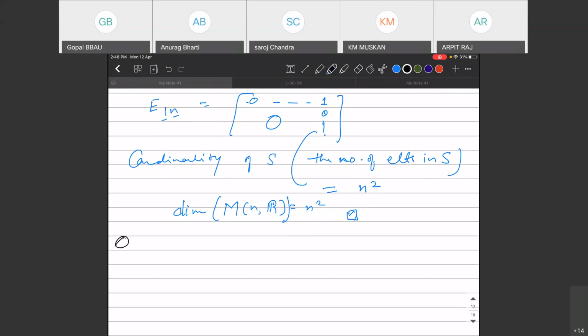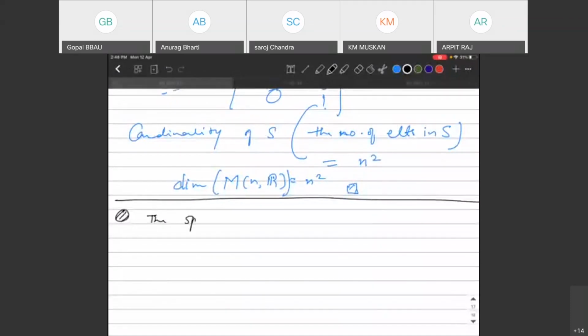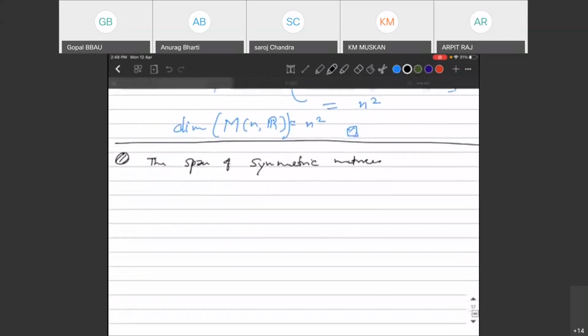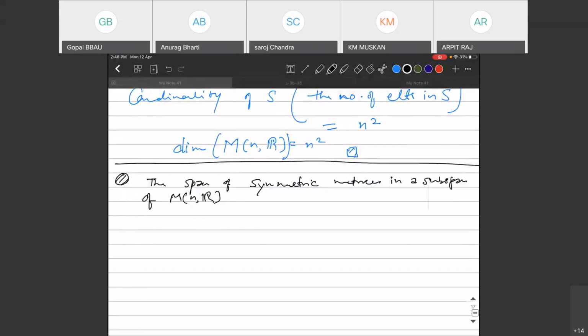Okay. In the last lectures, you told me that the space of symmetric matrices is a subspace of M_n(R). So then we may ask about its dimension. So what would be its dimension? The space of symmetric matrices.